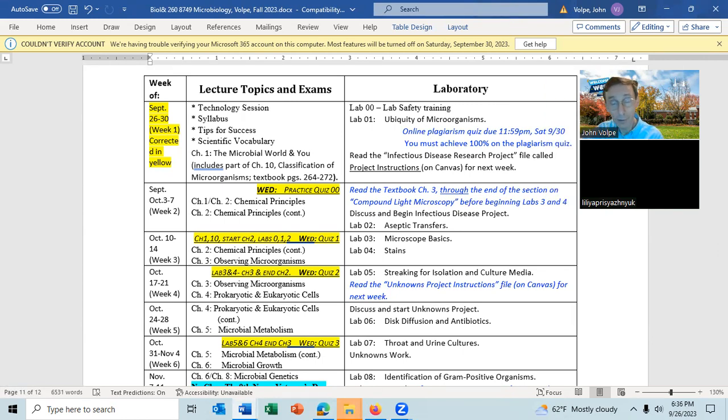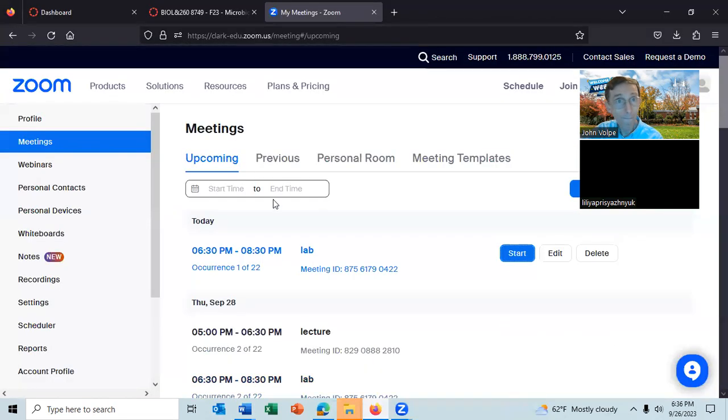I should tell you that for next week, you should read the Infectious Disease Research Project. It's in a file called Project Instructions on Canvas for next week. So let me see if I can find that. See, I needed to reload that page. It wasn't working.